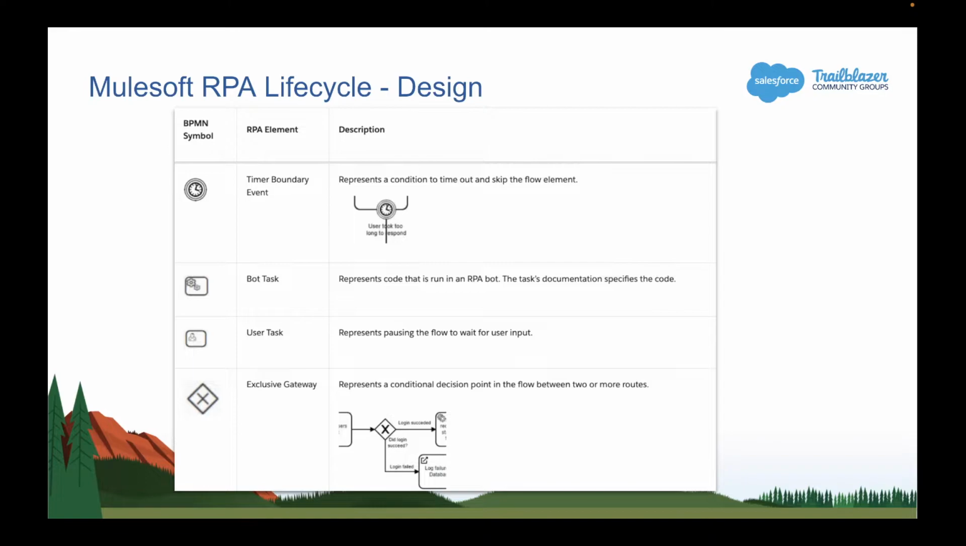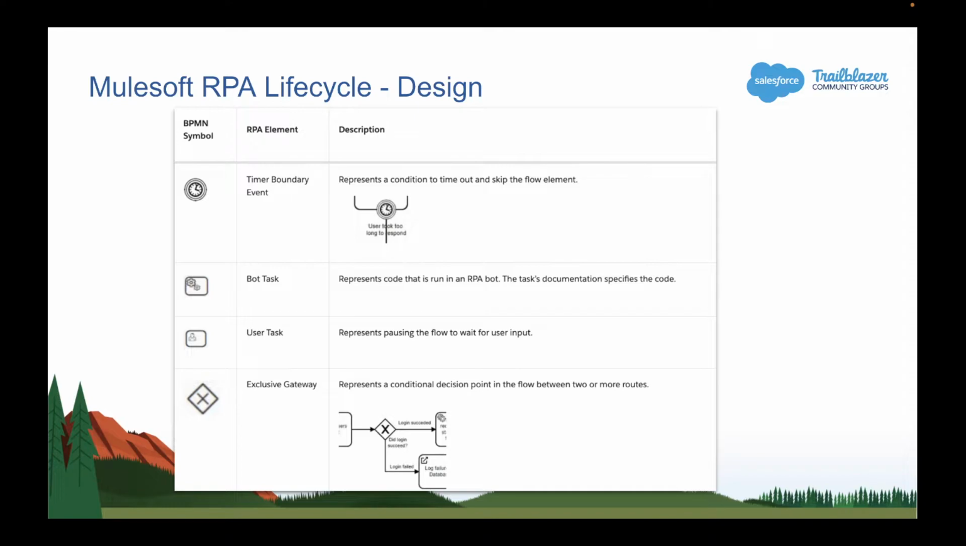The second one is the user task. Sometimes your RPA bot process needs some human intervention or some human inputs. For that case, we'll be using the user task, which is represented by a human symbol on a rectangle. The exclusive gateway is, in very simple terms, an if-else block. If a condition is true, then execute this bot task or this element, else execute another set of elements.